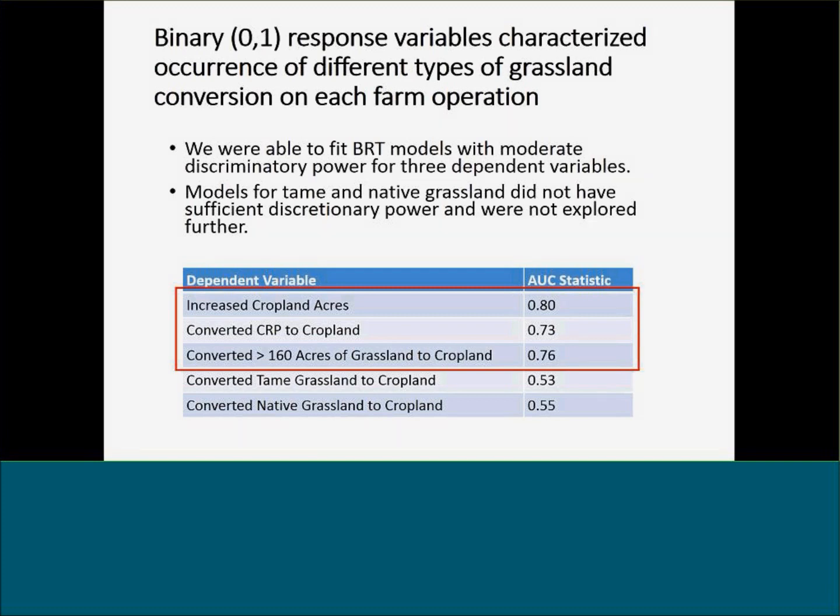For tame and native grassland, we weren't able to come up with models that had sufficient discriminatory power, so we didn't explore those further. I'm not going to go into the details of what the specific issues are there, but we're still in the process of looking at some other modeling approaches that we're hoping can allow us to get a better look at what specifically is happening with the tame and the native grass. So I'm going to report results for these 3 dependent variables.